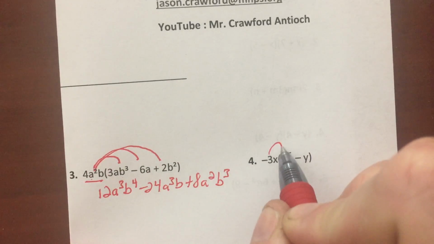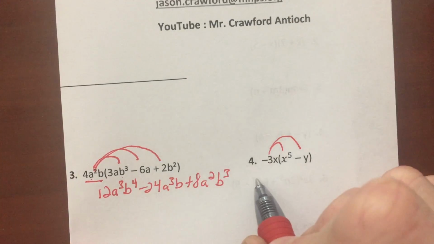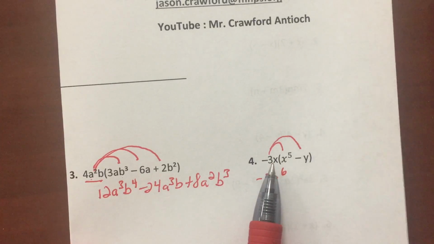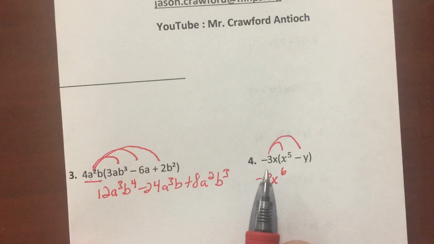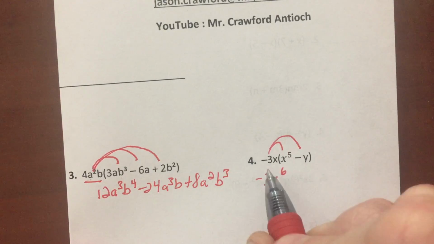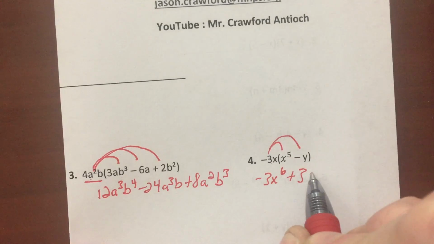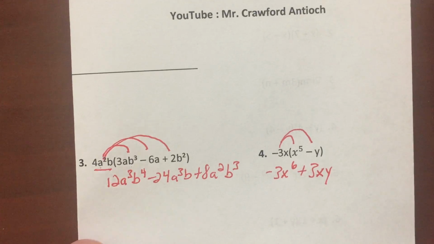Negative 3x times x to the fifth minus y. When negative 3x multiplies x to the fifth, it becomes negative 3x to the power of 6, because this 1 and these 5 add up to make 6. When negative 3x multiplies negative y, a negative times a negative becomes positive, and since these are not the same letter, we just write them both down side by side. We get positive 3xy.